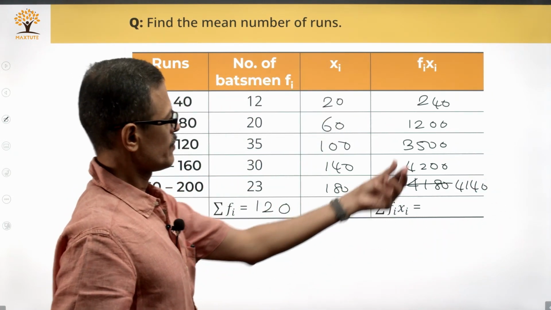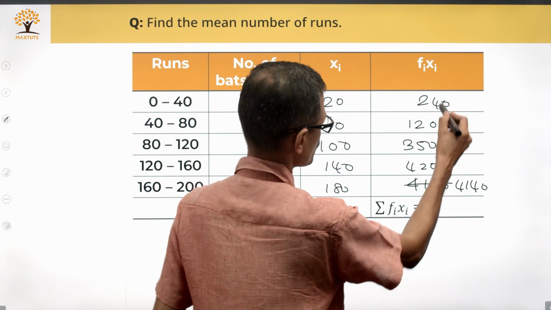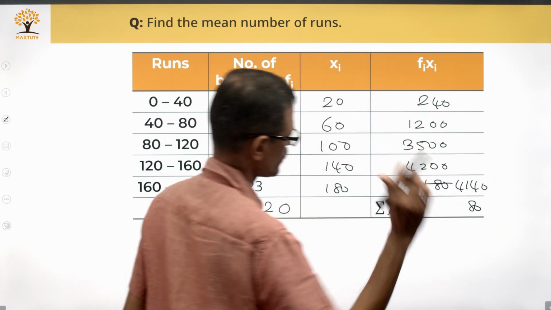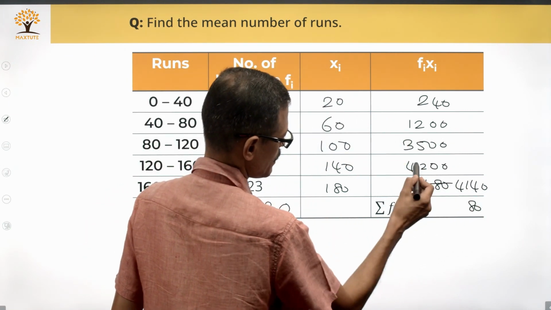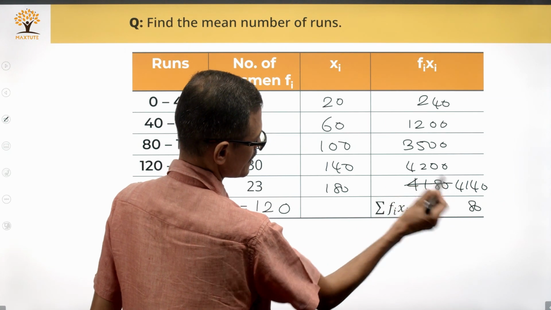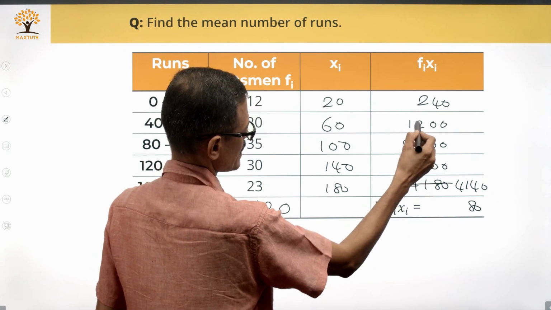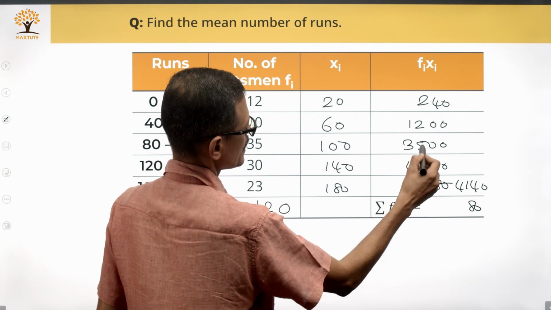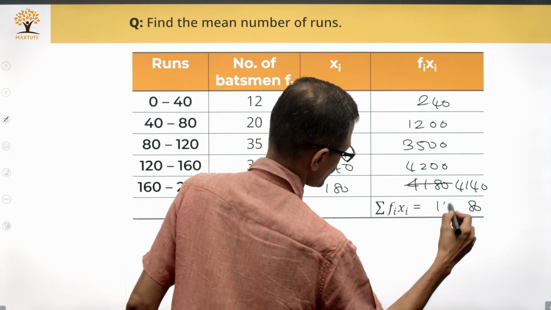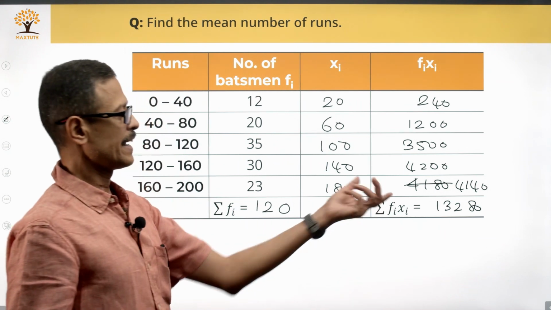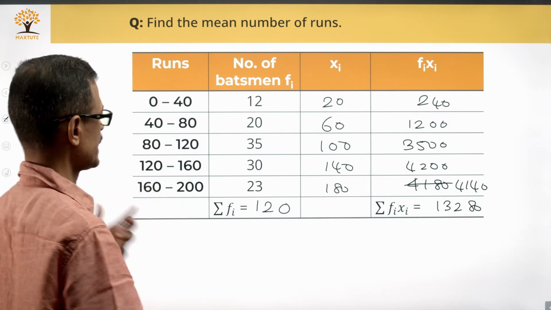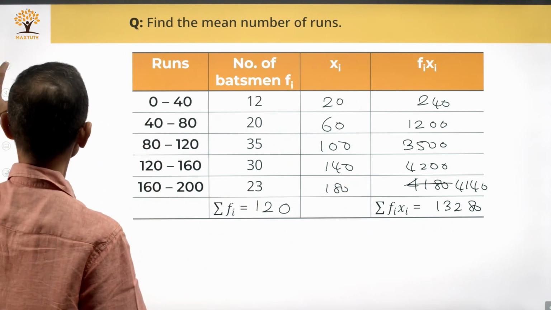Let's add all of these things. First add the tens and the units. 40 plus 40, that gives us an 80, nothing to carry forward. Now I'm adding the hundreds and thousands. 41 plus 42 is 83. 83 plus 12 is 95. 130, 132 is what we have. So sigma fi xi is equal to 13280. Sigma fi is equal to 120.